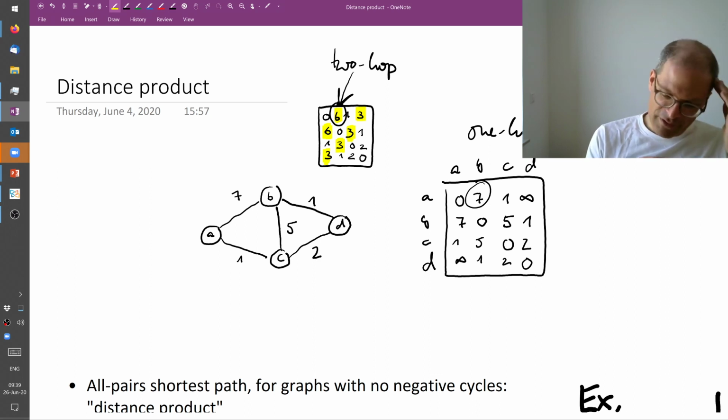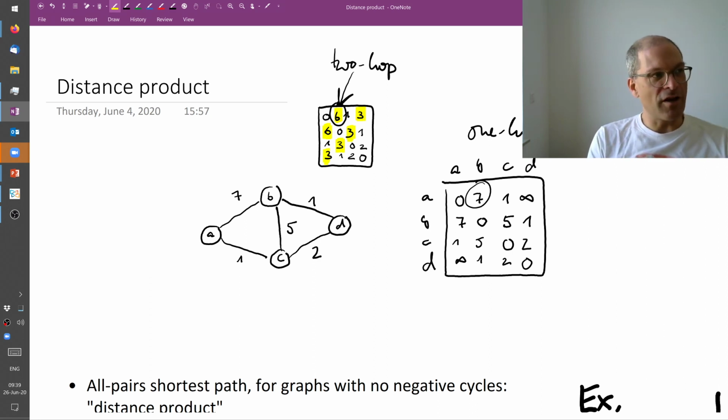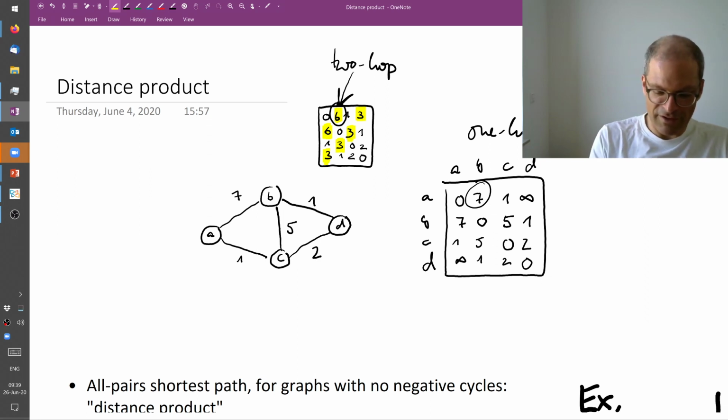In particular, let's say to go from A to D within a single hop, well, there is no edge from A to D, so the associated cost was infinity. But this time I find that actually there is a path, a lowest or cheapest path with a cost of 3.